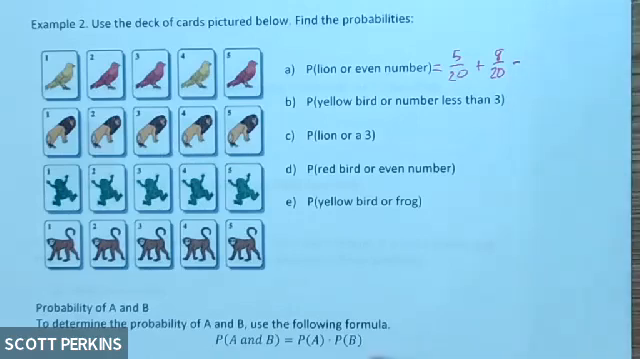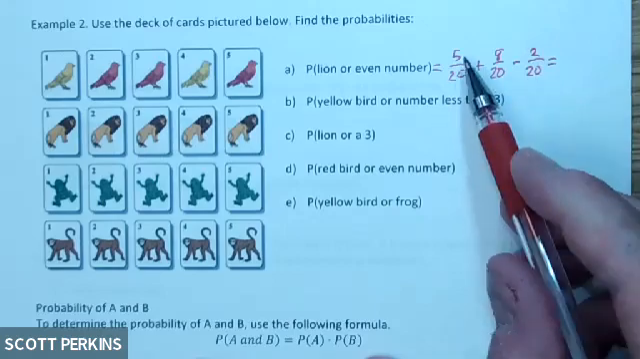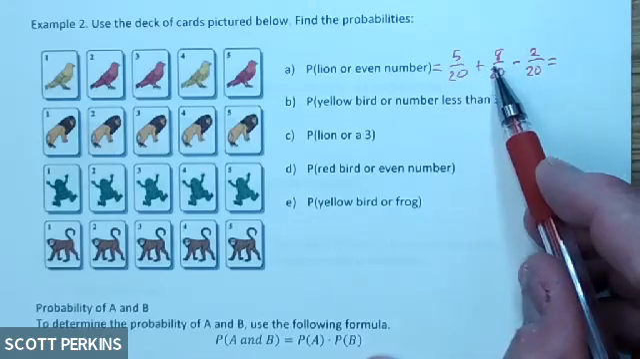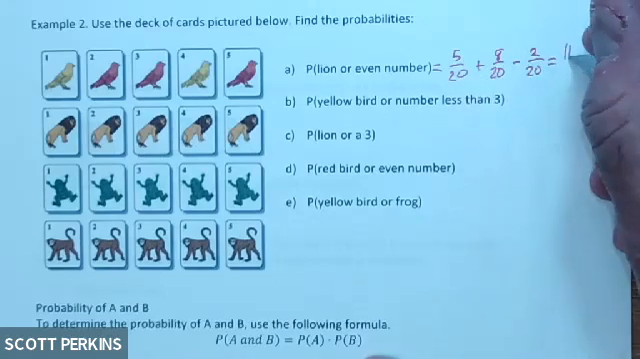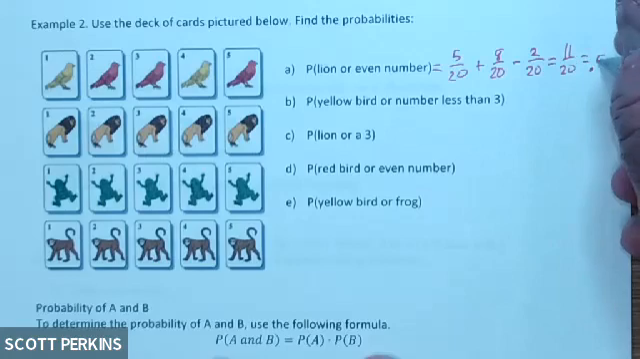Okay, now minus. Do these two things happen to get together? Do I have any lions with even numbers on them? Yeah, there's 2 out of 20. Great job. And so when I do that, 5 plus 8 turns out to be 13. 13 minus 2 is 11 out of 20. That is a reduced fraction. You can leave it just like that, or you can pop it into your calculator and it becomes 0.55.